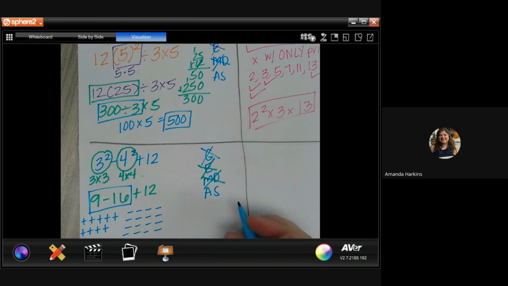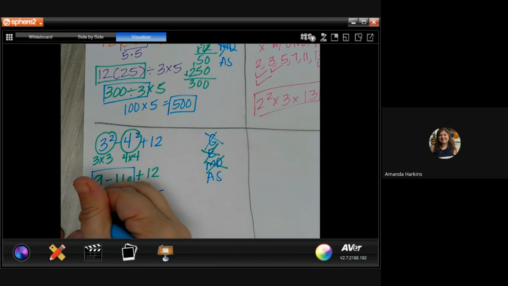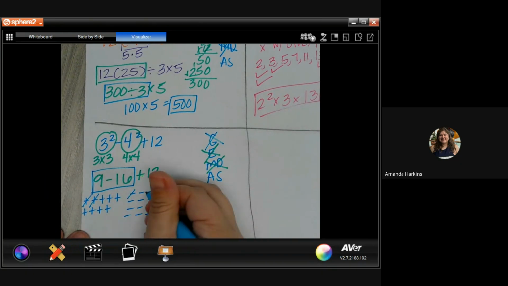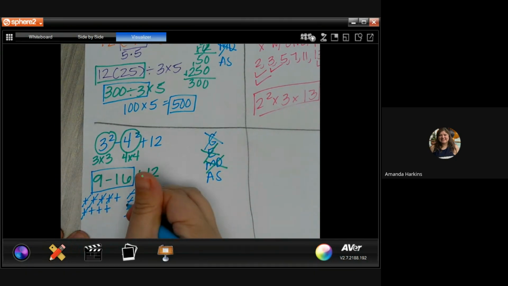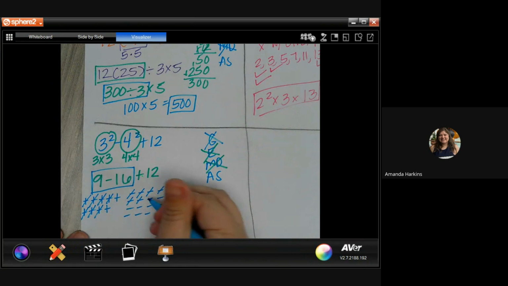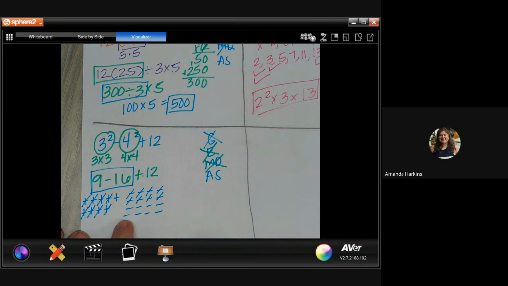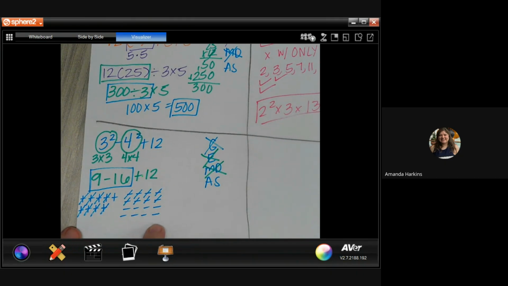Okay, remember, a positive and negative cancel out. So positive, negative, positive, negative, and so on. If you notice, I have 8. Wait a minute, there's something wrong here. Oh, positive, negative. I have 7 negative. So negative 7 plus 12.